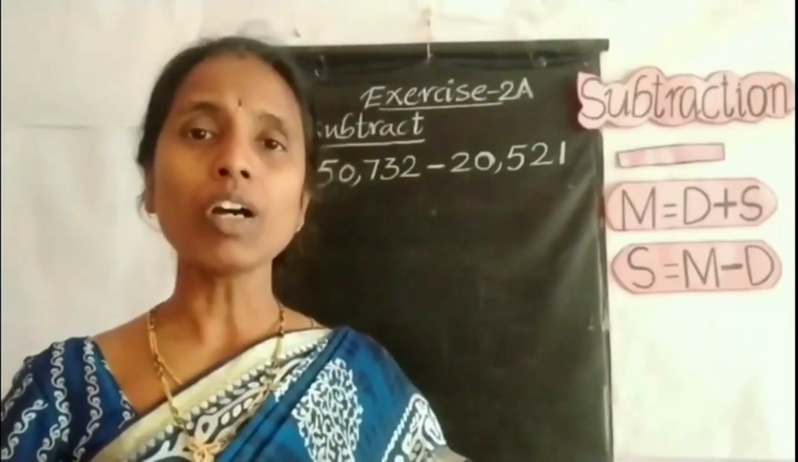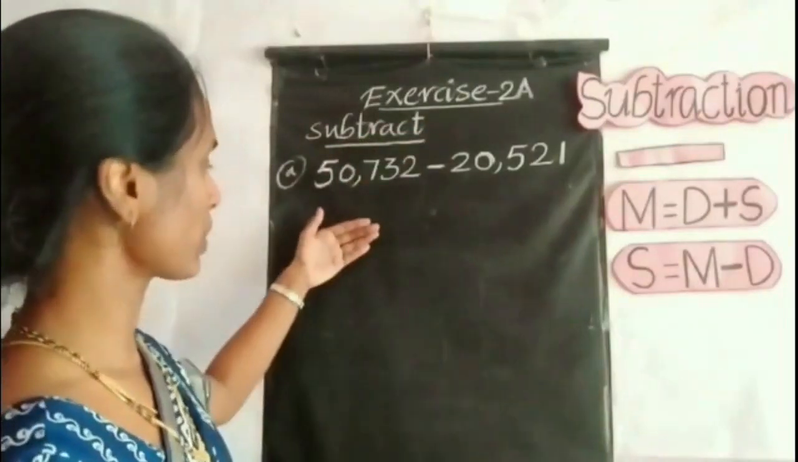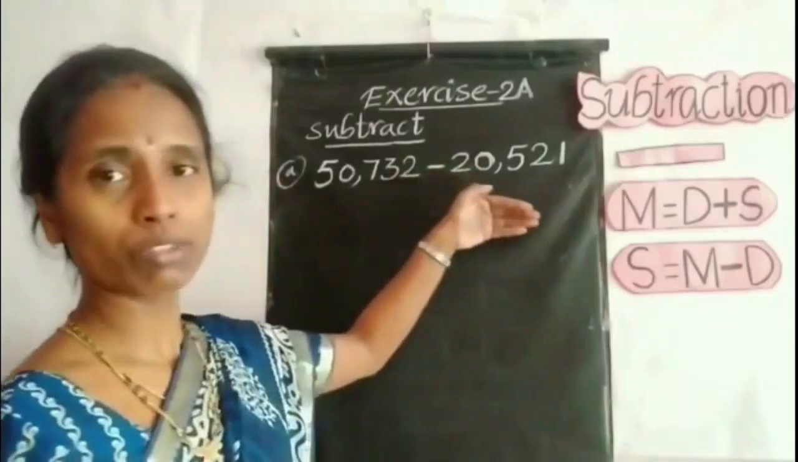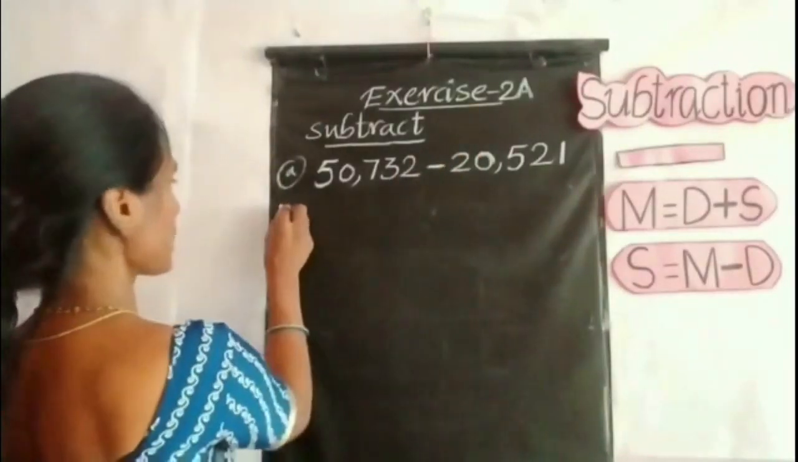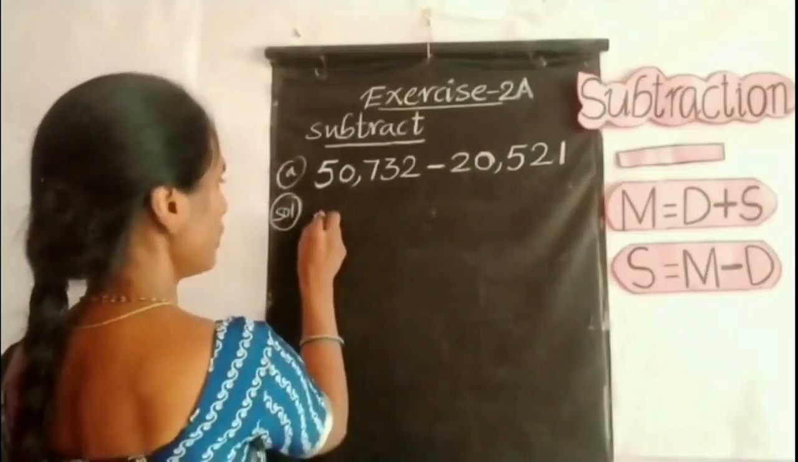Children, now I will explain subtractions from exercise 2A. The first question: 50,732 minus 20,521. Let us start. Before that, let me arrange the numbers in columns.